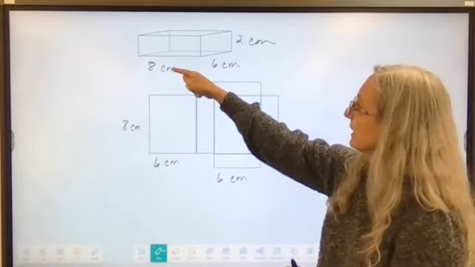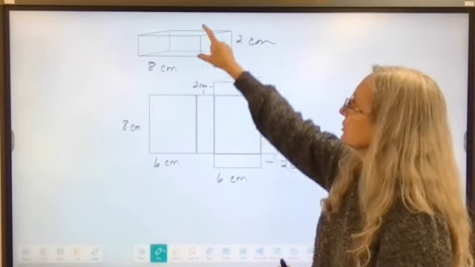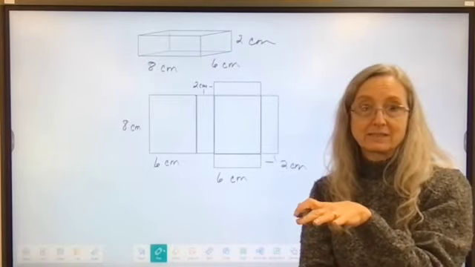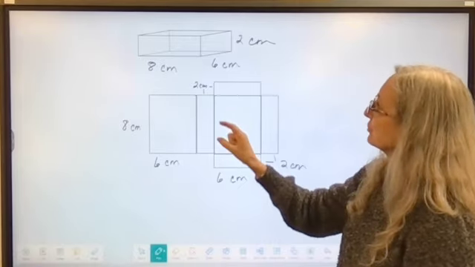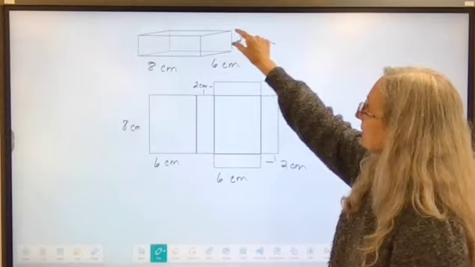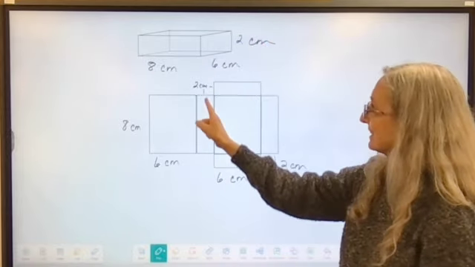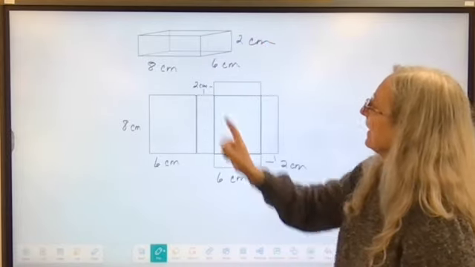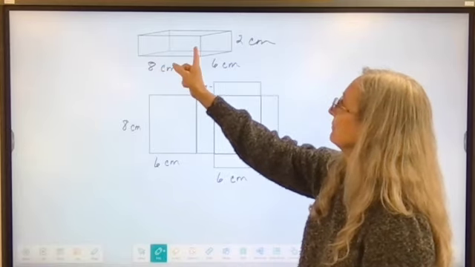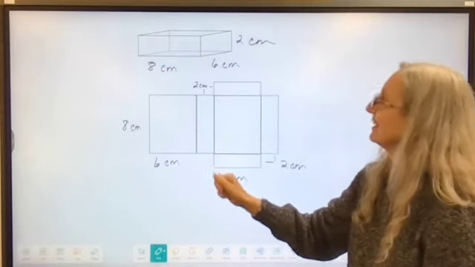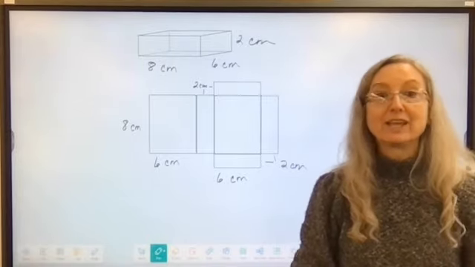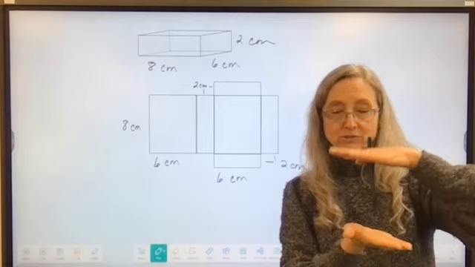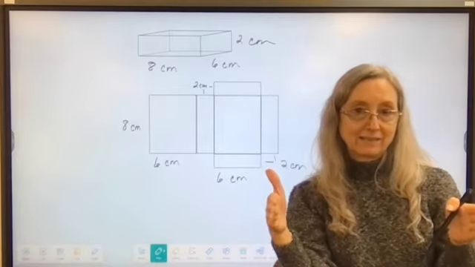Notice here's my top and my bottom, which are my bases. They're both 8 by 6, so I have 2 of those. Then I have 2 of the sides, here and here, which would end up being 8 by 2. So actually it's not the sides, it's the front and the back. And then here are my sides, which are 6 by 2. So I have 2 of each. I have the top and the bottom, front and back, and the sides.